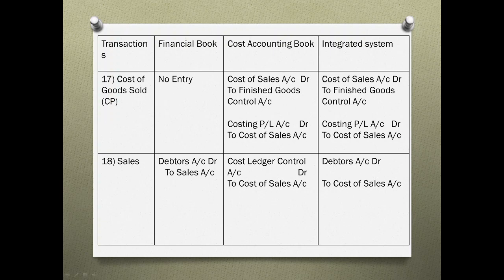Under financial book, how would the sales be recorded when you are selling your goods on credit? Debtor account gets debited, debtor account debit to sales account. Debit the receiver and credit is your income part, that is sales. Under cost accounting book, how would this be recorded? Debtor, that is personal. Personal gets transferred to cost ledger. So cost ledger control account would be debited to sales. Sales की जगह पे what we write? Cost of sales. Combination of these two would be my integrated entry.